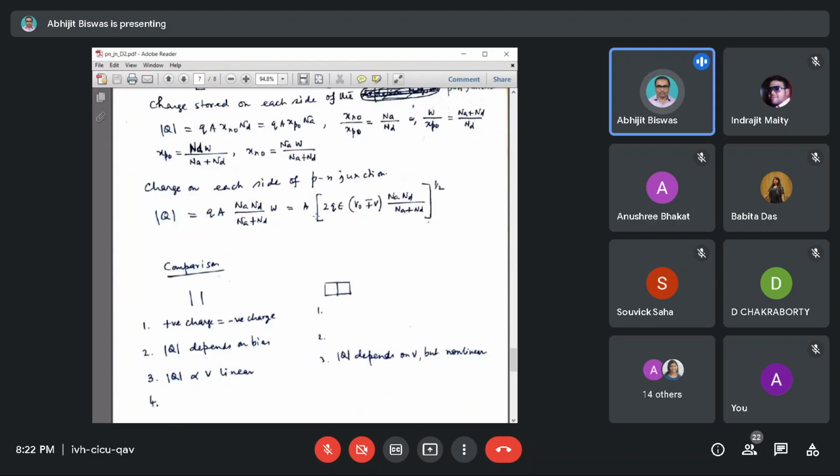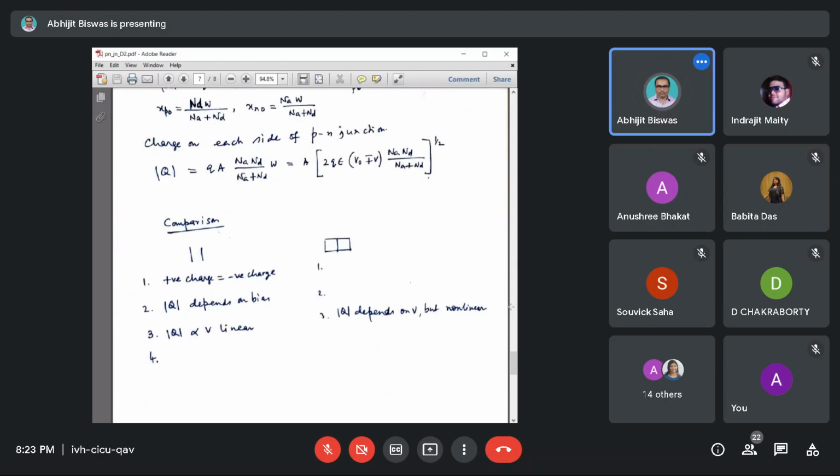So the charge on each side of the PN junction, that is Q, equals Q A NA ND divided by NA plus ND into W. If you put the value of W in terms of barrier height, you can get this type of relationship. Now I want to make a comparison between the parallel plate capacitor and the junction capacitor.